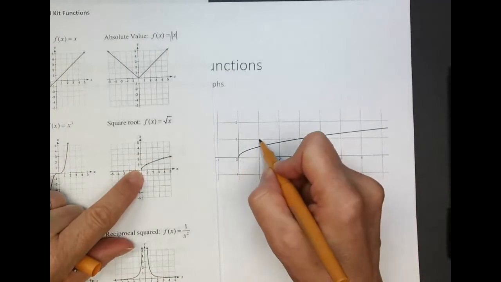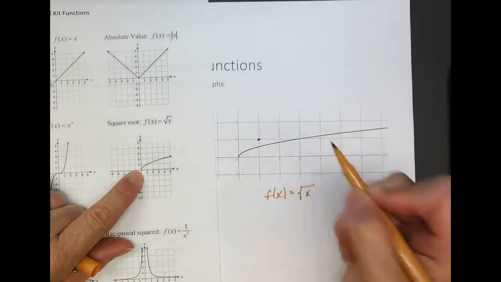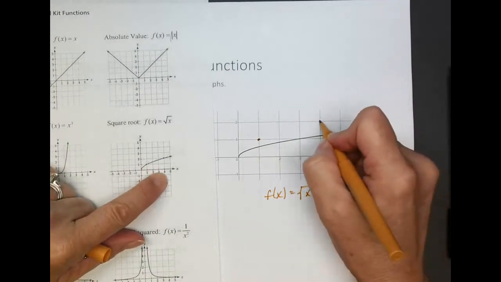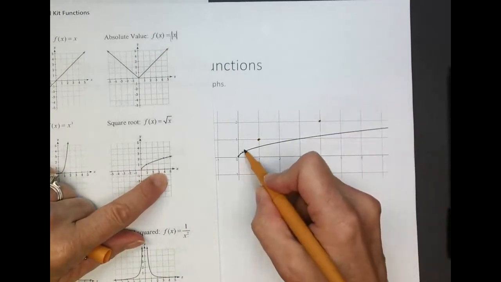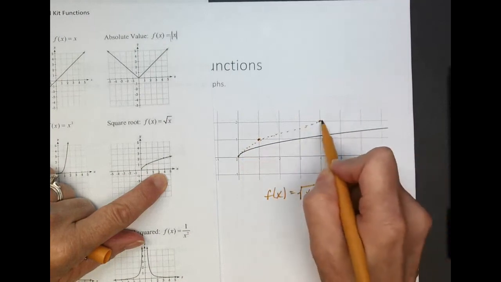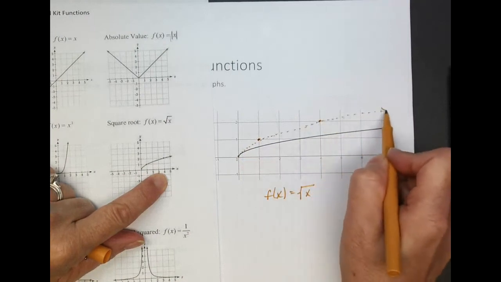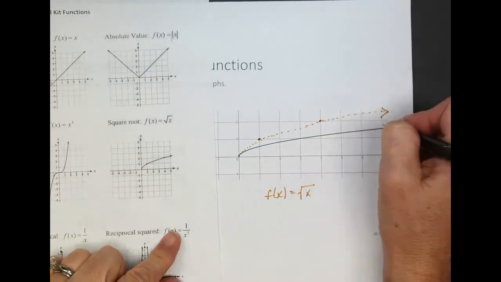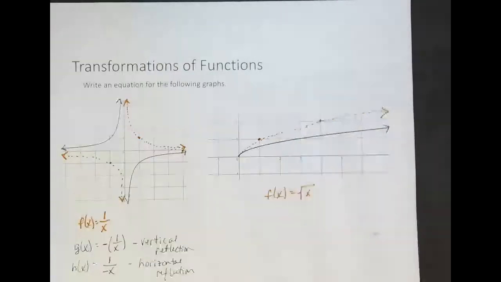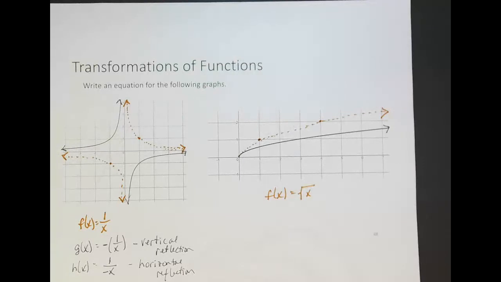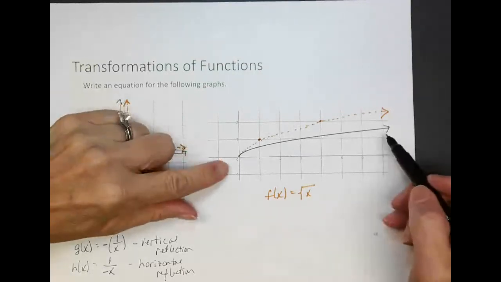Well, when x is 1, y is 1. When x is 4, y is 2. So without any transformations, the toolkit function for the square root function looks like that. So we know that it's not exactly the toolkit function. It's some transformation of the toolkit function. Well, what's going on here?